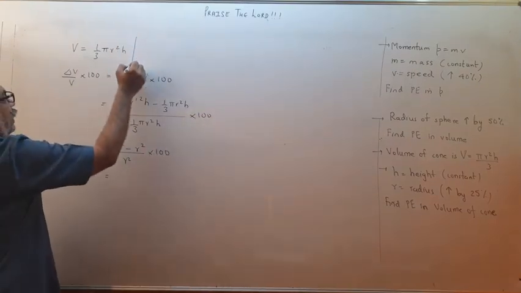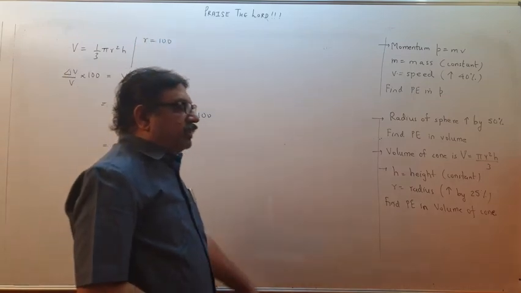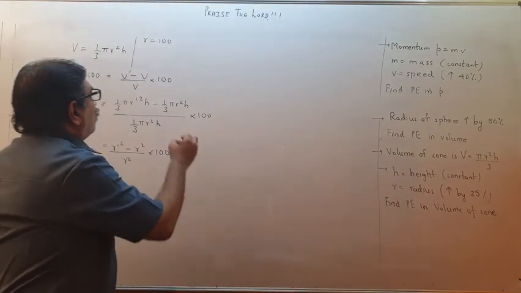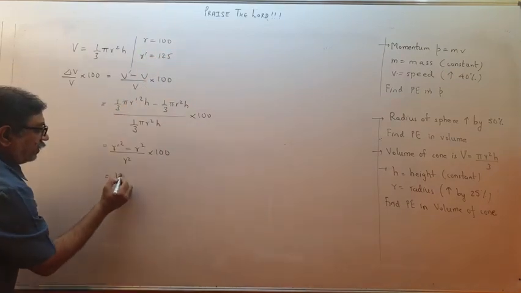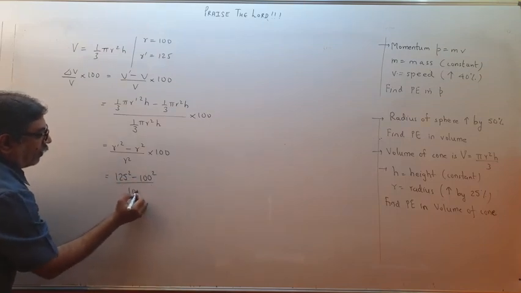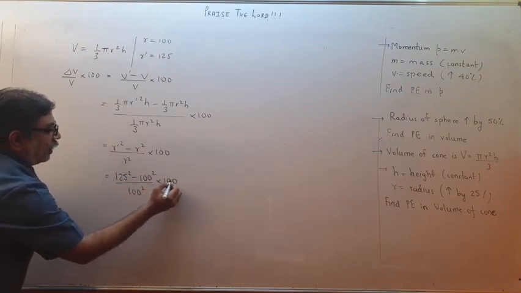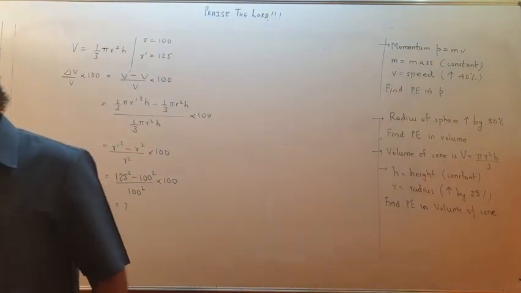So I told you, assume initial value is 100 for the radius. How much is it increasing? 25%. So what will be r dash? 125. So this will be 125 square minus 100 square upon 100 square into 100. Get the answer. Pause and copy, children.